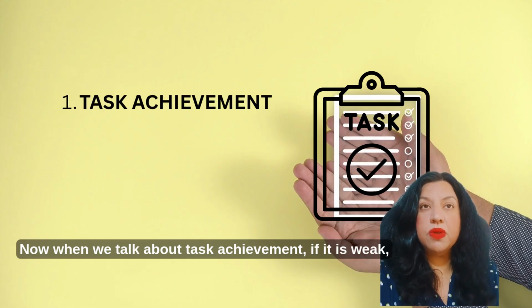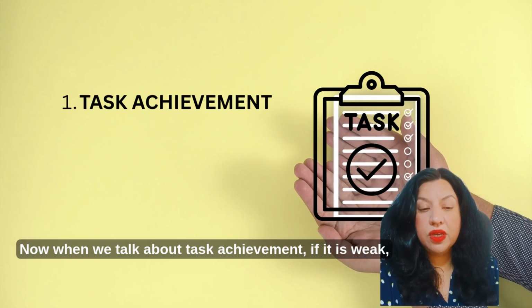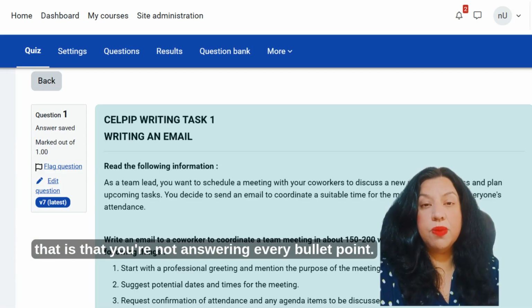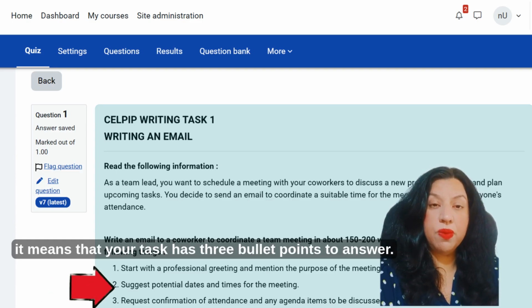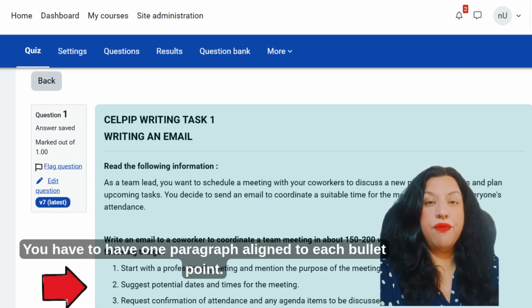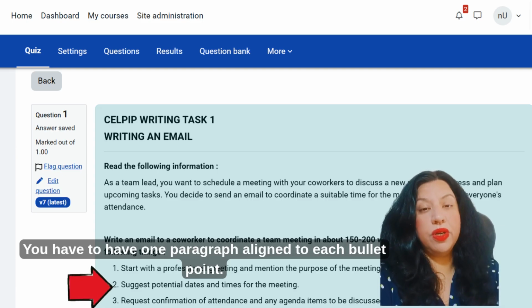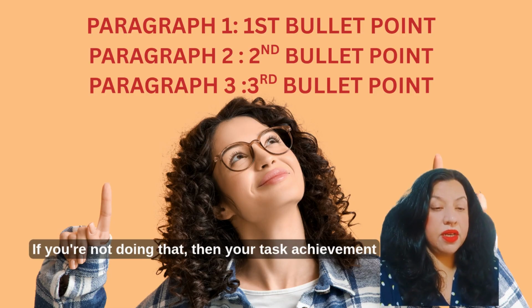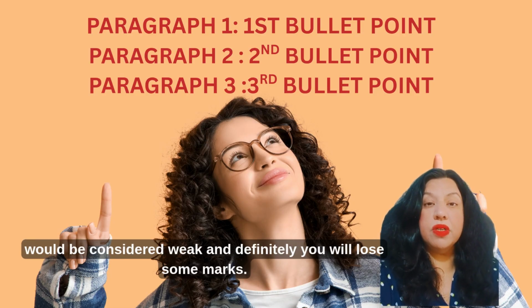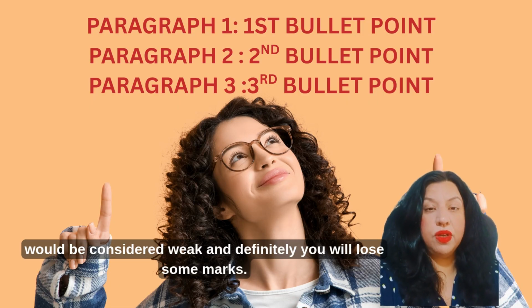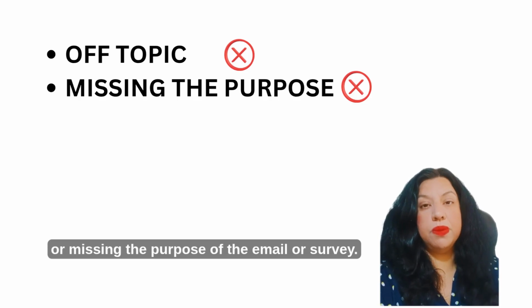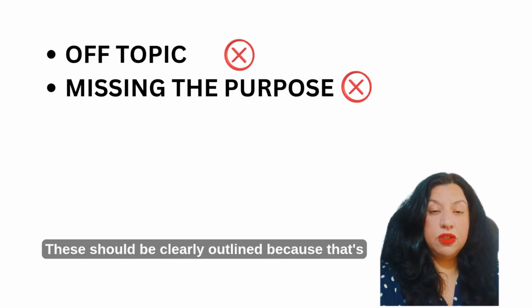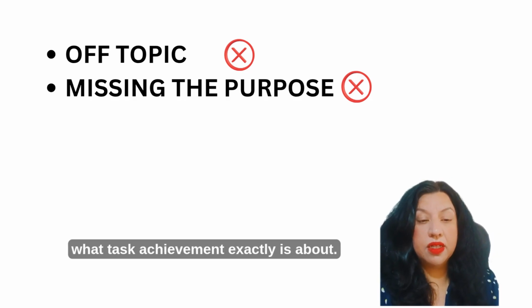Now, when we talk about task achievement, if it is weak, that is, you're not answering every bullet point. When I say that, it means that your task has 3 bullet points to answer. You have to have one paragraph aligned to each bullet point. If you're not doing that, then your achievement would be considered weak, and definitely you will lose some marks. Another thing is going off topic or missing the purpose of the email or survey. These should be clearly outlined because that's what task achievement is about.